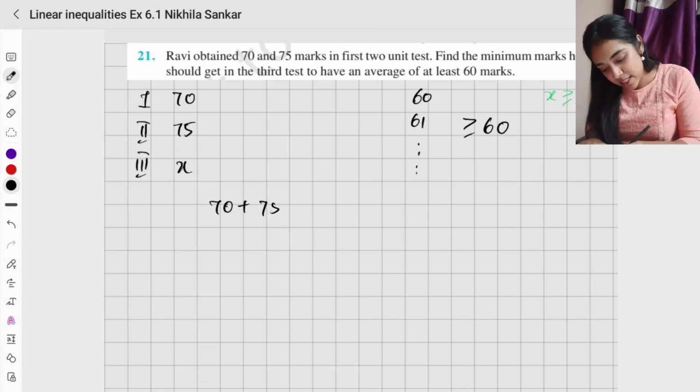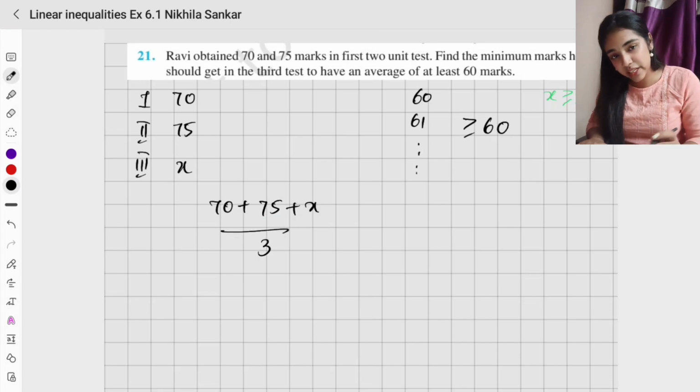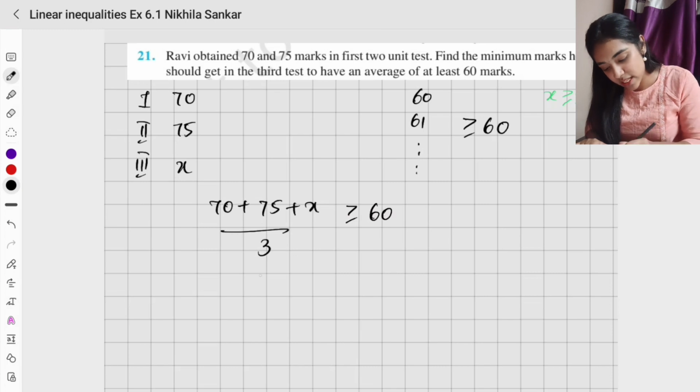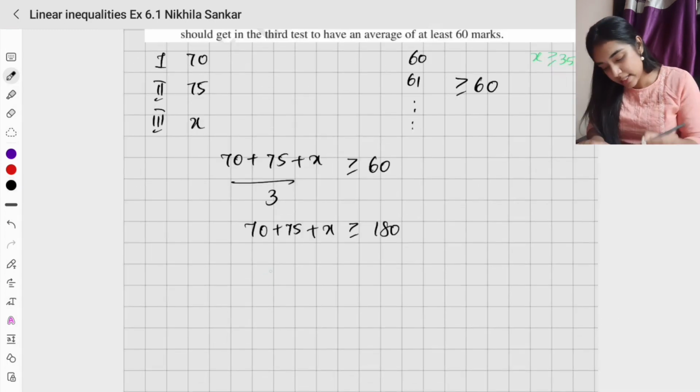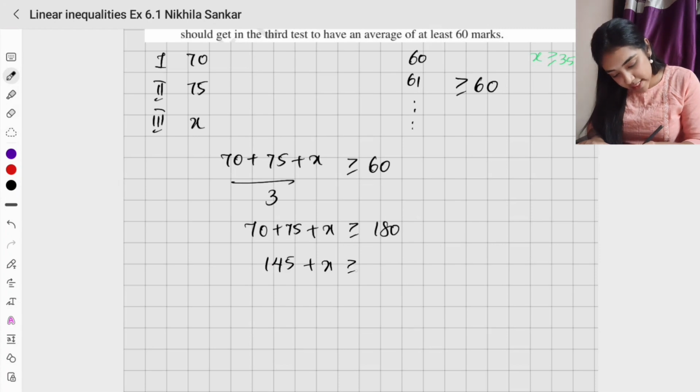Okay. Average na 70 plus 75 plus x the whole divided by 3. You have 3 different marks. So the average is divided by 3. Total divided by the number of marks. So this should be greater than or equal to 60. I'm going to cross multiply. So 70 plus 75 plus x is greater than or equal to 6 3s are 18, so 180. 70 plus 75 is 145 plus x greater than or equal to 180.